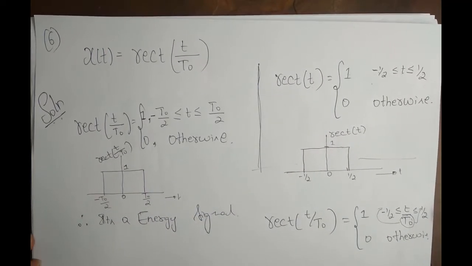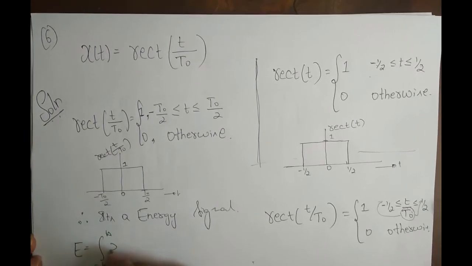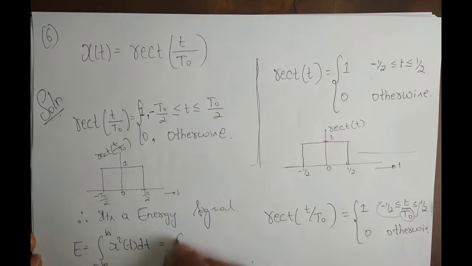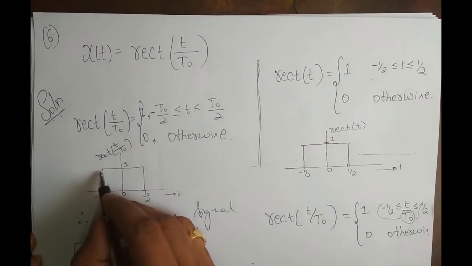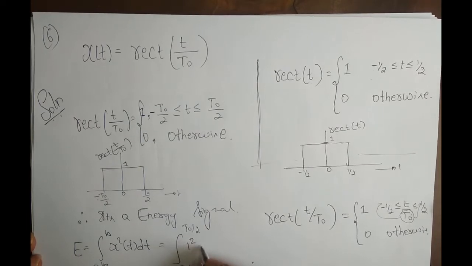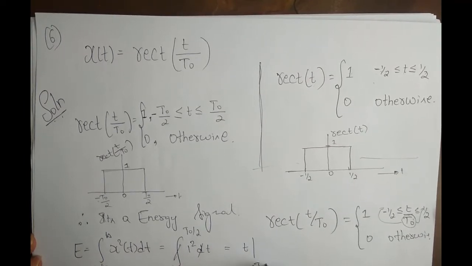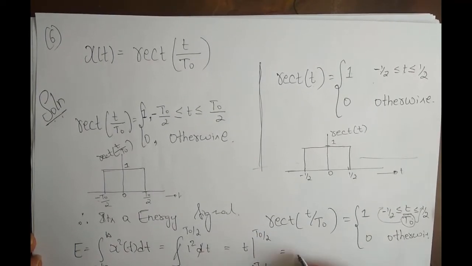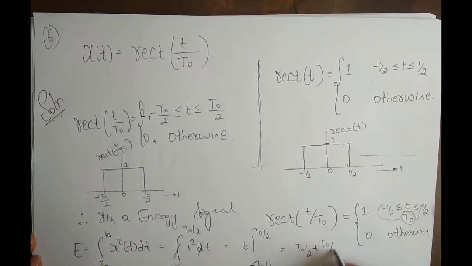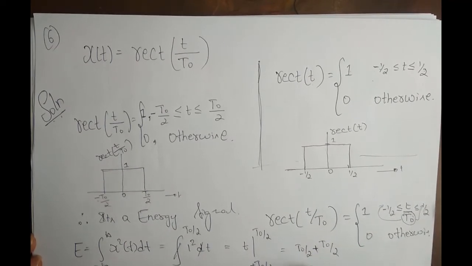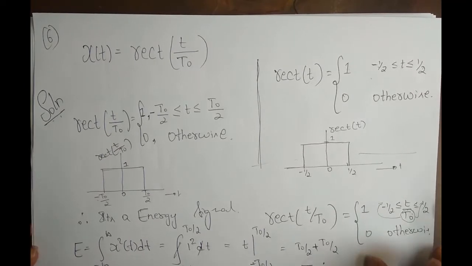Now I need to find its energy. So how do I find its energy? Energy is equal to integrating from minus infinity to infinity x square of t dt, and this is equal to integrating from minus T naught by 2 to T naught by 2. What is its amplitude? 1, but as per the formula it is 1 square dt. Integration and differentiation cancel out, I end up with t with the limit minus T naught by 2 to T naught by 2. This is equal to upper limit T naught by 2 minus of minus lower limit, so plus T naught by 2. So this is equal to 2 times T naught by 2, so it is T naught joule. This is the energy.